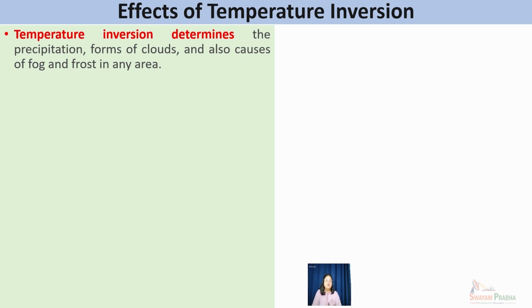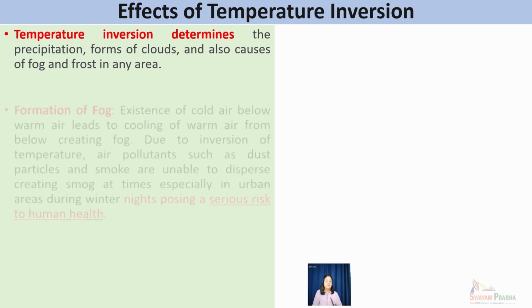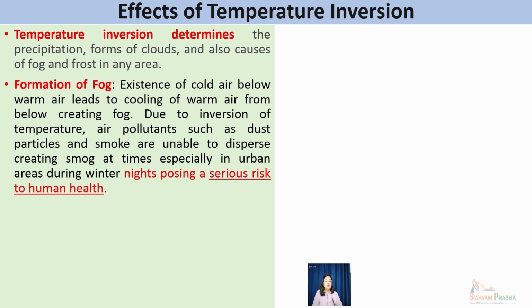It has a profound impact in determining the precipitation, even the types of precipitation, whether it is going to rain or it is going to snow. So all these types and forms of precipitation and even the forms of clouds are determined by the temperature inversion. Secondly, formation of fog is a very important phenomenon which happens in temperature inversion conditions.